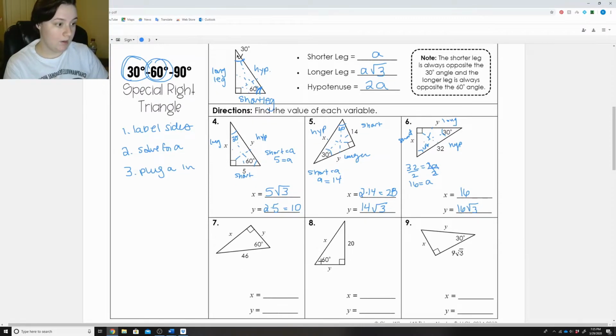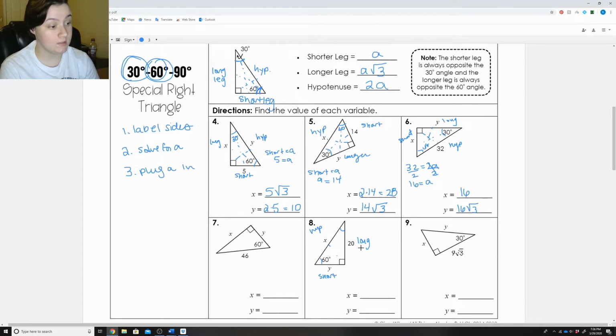Okay, so now I'm going to let you guys do 7 on your own. I'm going to go over 8. So looking at number 8, again, across from the right angle is always going to be the hypotenuse. So this x value is the hypotenuse. This is the 60 degree angle, so across from it is going to be the longer side. And then across from this little 30 degree angle is going to be the shorter side.